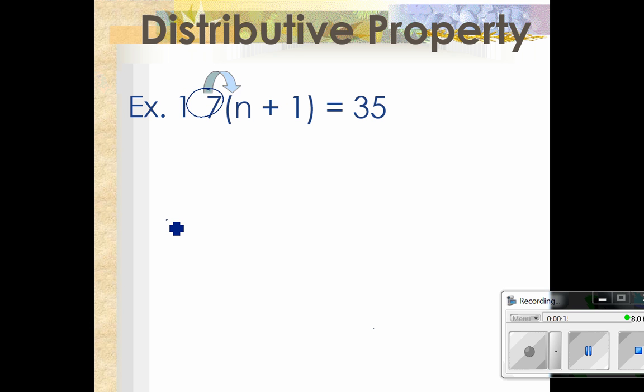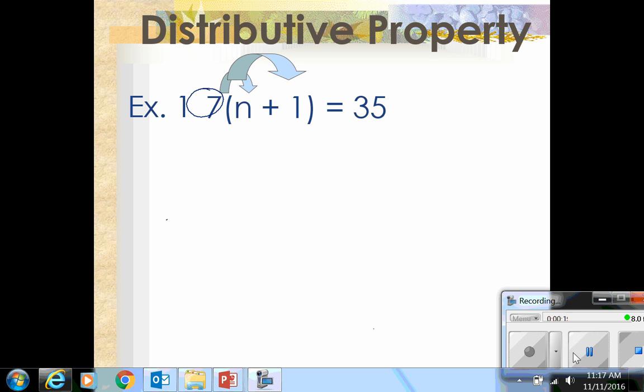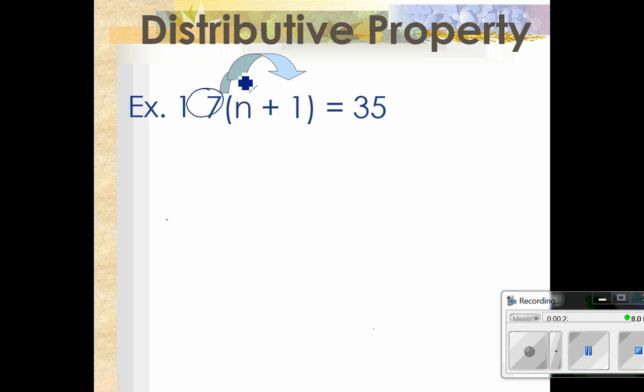Example 1 for distributive property is 7(n plus 1) equals 35. The parentheses means that whatever is on the outside, you have to distribute into all of the parentheses. So let's draw arrows to show that we're going to do that. When you distribute, the arrows mean multiplication. So you can put a little multiplication symbol showing that that is multiplying.